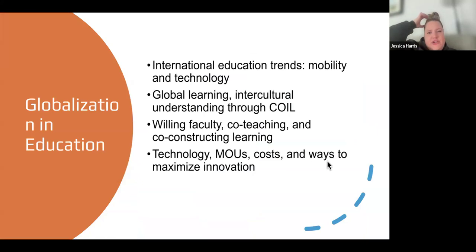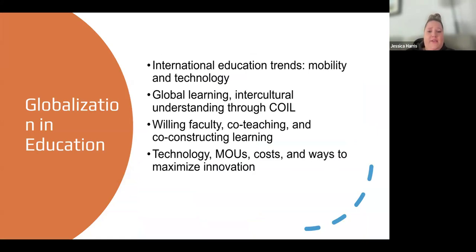So, globalization in education. In international education trends, we're seeing a lot of mobility and technology use. We're seeing things with AI, lots of different things where we need students to have that digital literacy. In regards to global learning, intercultural understanding through COIL, we're seeing a lot more of that globalization in education and how people are integrating that into their classrooms, into their coursework.